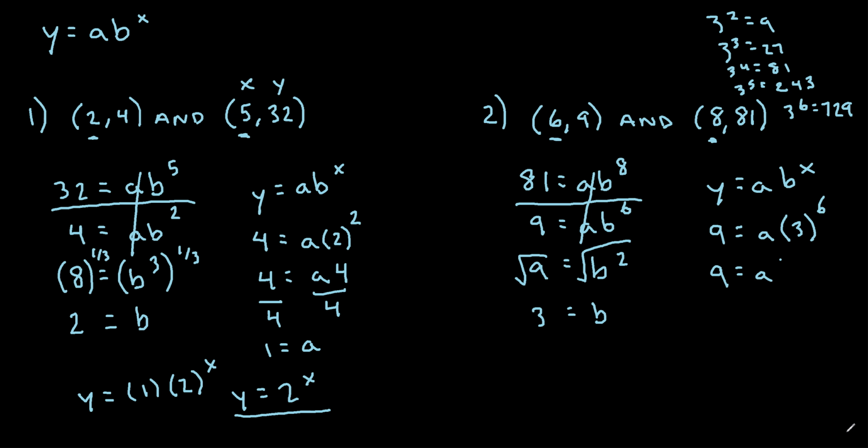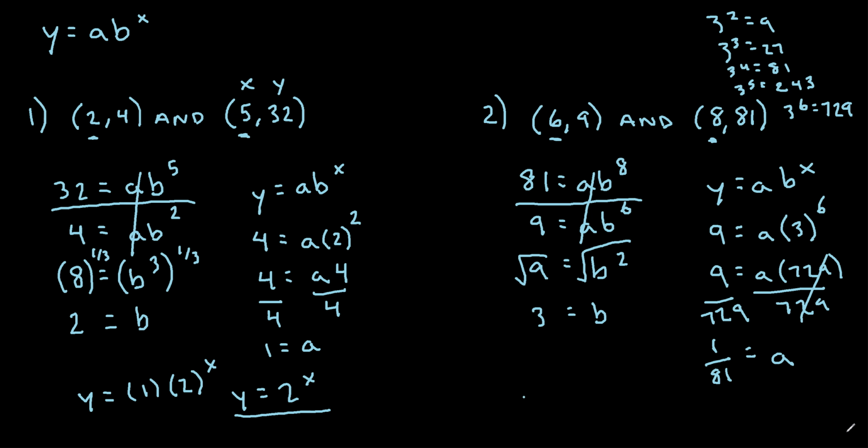So we have a times 729. And to solve for a, we'll just divide both sides by 729. 9 divided by 729. How many times does 9 go into 729? You might need a calculator for that one. You could do 1 divided by 81. And over here, the 729s cancel out. So a is equal to 1 divided by 81.